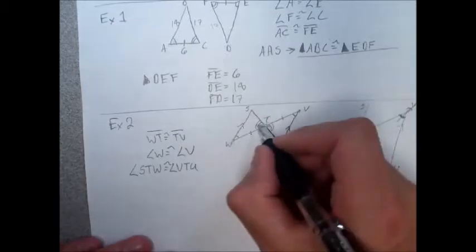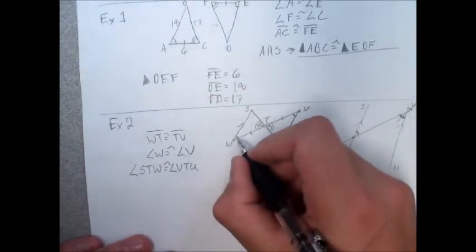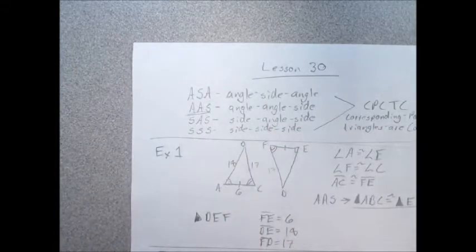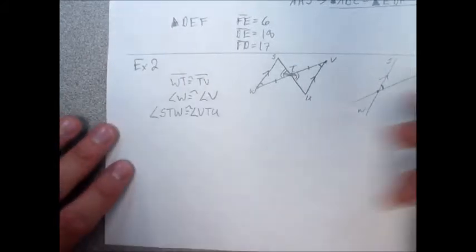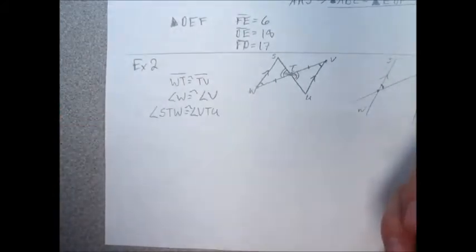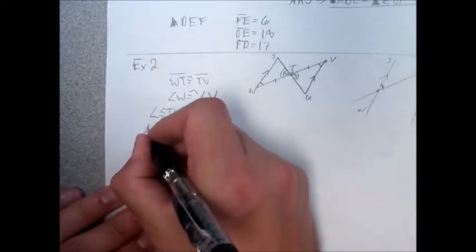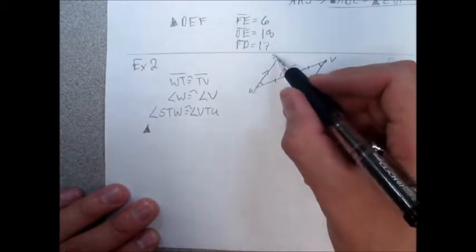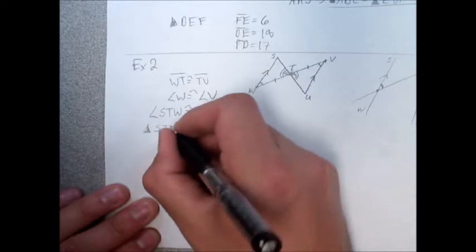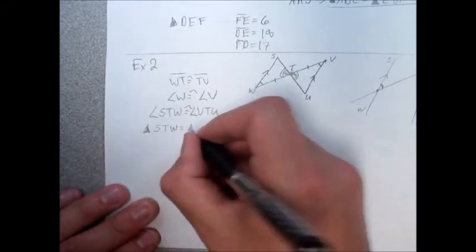So now I have an angle, I have a side, and I have an angle. So I should probably use angle, side, angle, right? So by angle, side, angle, I can state the two triangles congruent, but I have to be very careful in how I name the two triangles. I have one triangle, which I can just name, and then the other one has to match. So I'm going to say triangle STW.